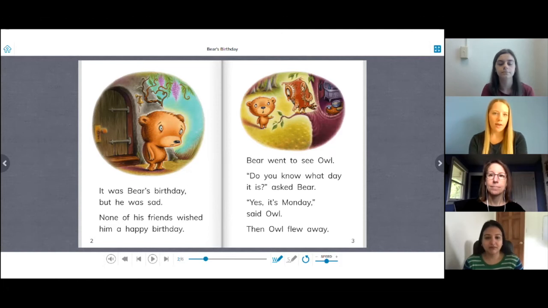Then Owl flew away. What does Owl have behind his back there?